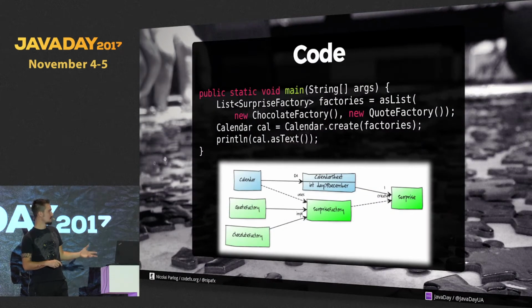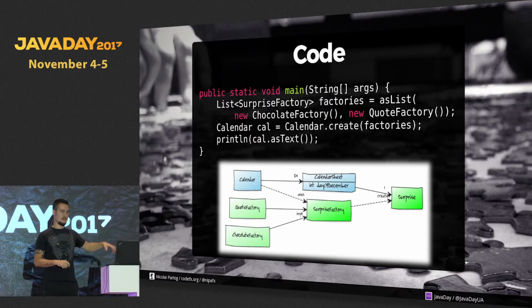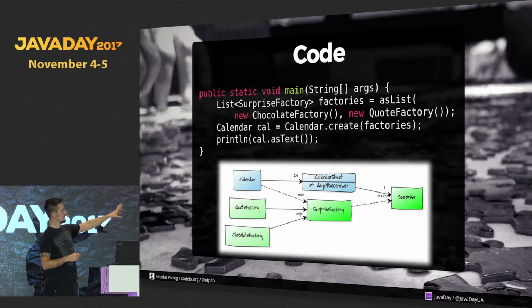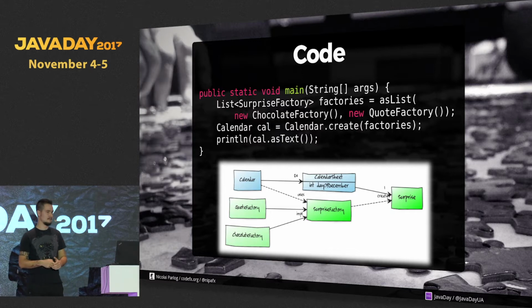So how does the code look? All the classes are really simple. The surprise can return a surprise, and the surprise factory can create a surprise. The only code that is not totally trivial is the main function, which as you can see is not highly complicated either. We create two factories, put them into a list, and then we tell the calendar to create an instance with these factories. Then we get an instance back, and that instance can transform itself into text, for example, to be printed to the console. So very, very basic.